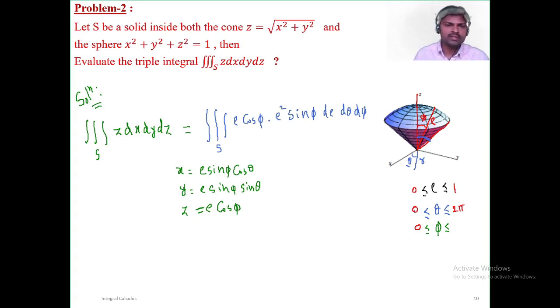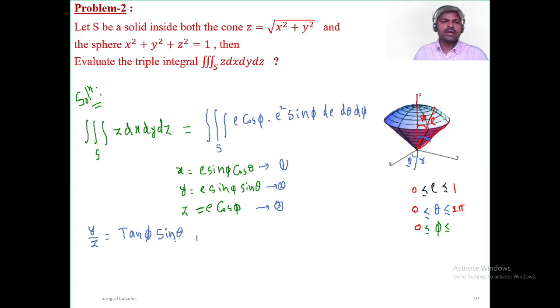Now if I divide x and y, sin phi gets cancelled, so phi is cancelled, but I want phi to be present. So let us take y by z, equation number 2 divided by equation number 3. Rho cancels out, sin phi by cos phi, what will you get? Tan phi, and an extra sin theta.